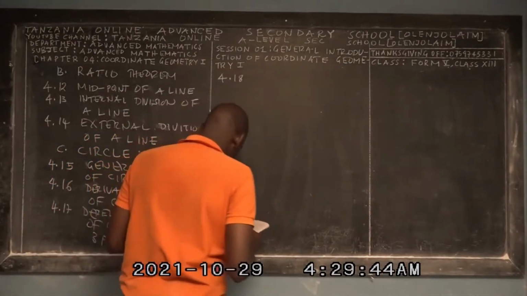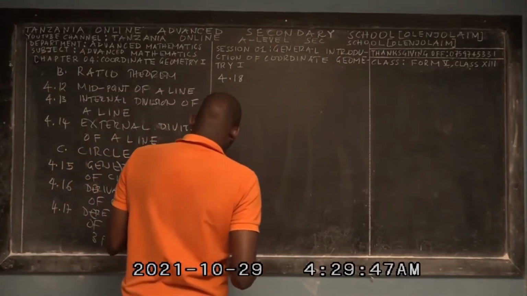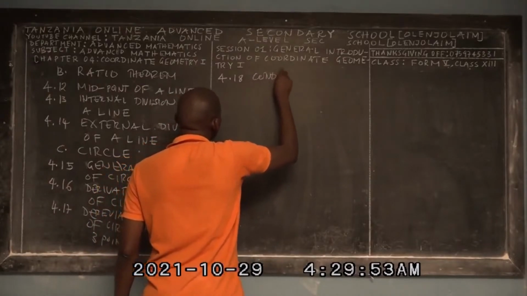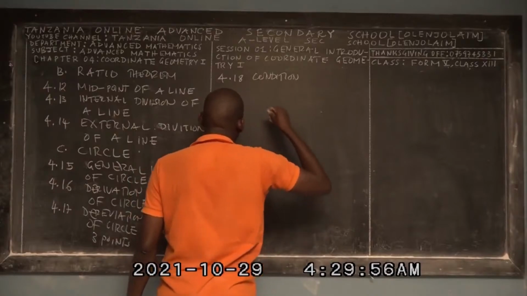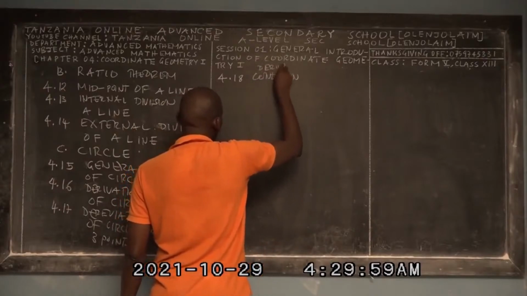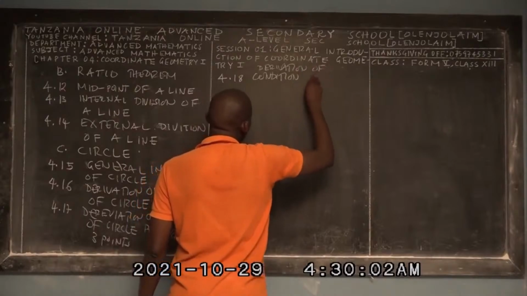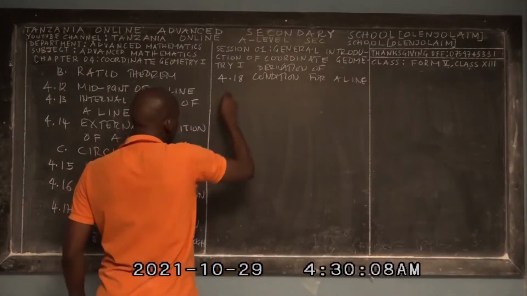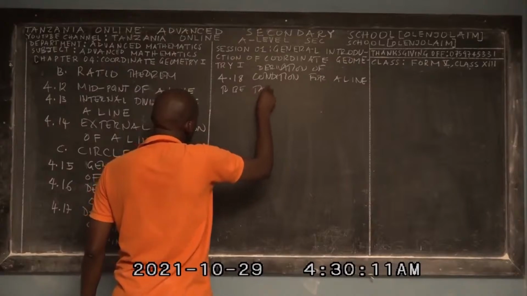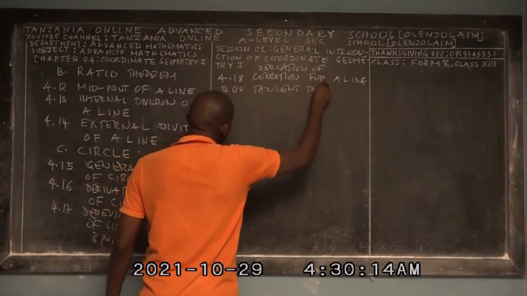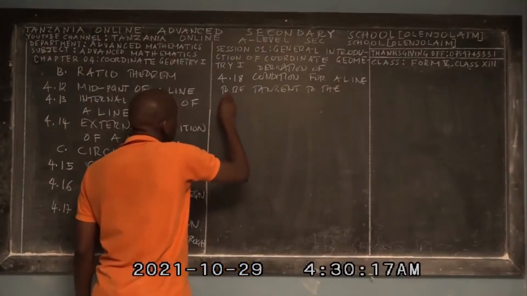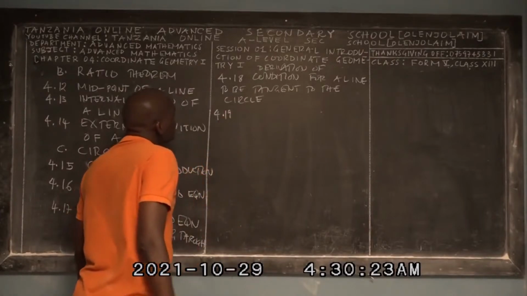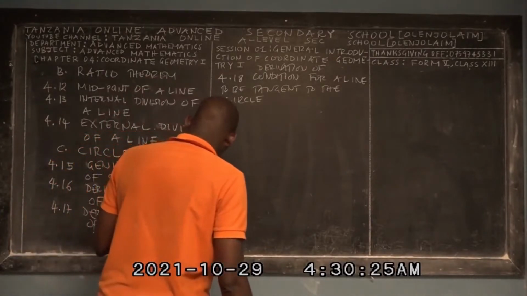Then we have 4.18. The next concept we'll teach is the condition for a line. We are going to derive the condition for a straight line to be tangent to the circle, like the conditions for the circle.